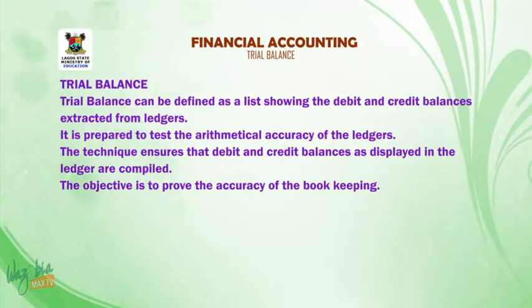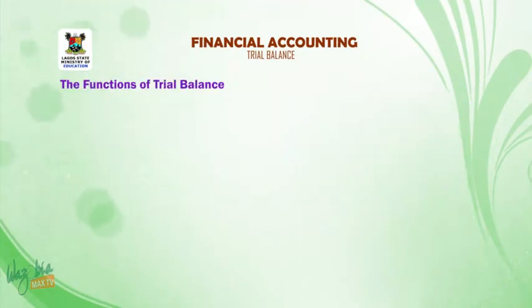Trial balance can be defined as a list showing the debit and credit balances extracted from ledgers. It is prepared to test the arithmetical accuracy of the ledgers. The technique ensures that debit and credit balances as displayed in the ledgers are compiled. The objective is to prove the accuracy of the bookkeeping. Now, we are going to look at the functions of trial balance.